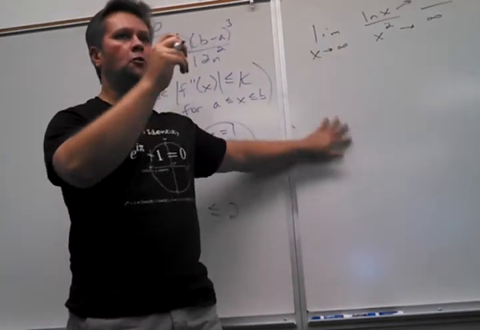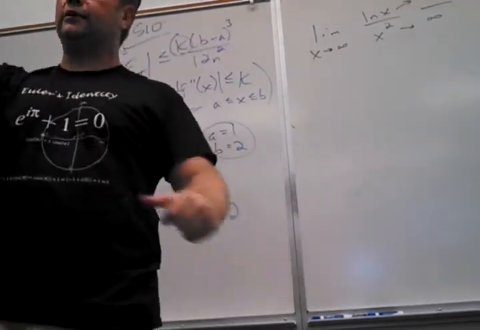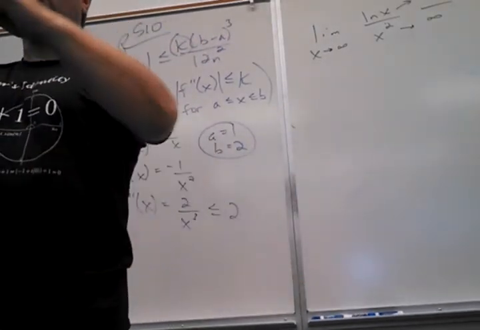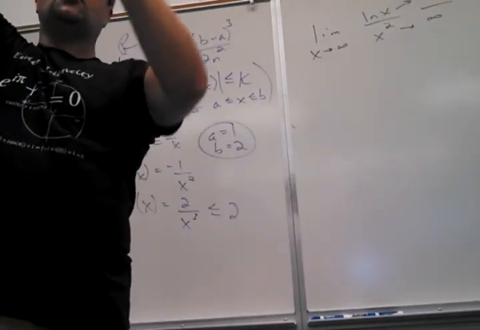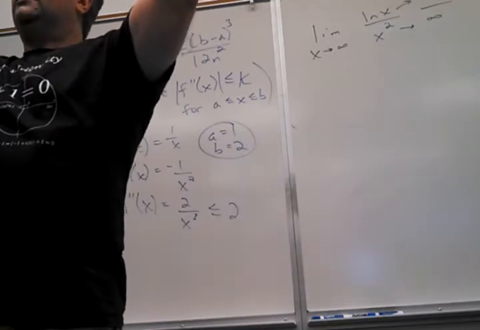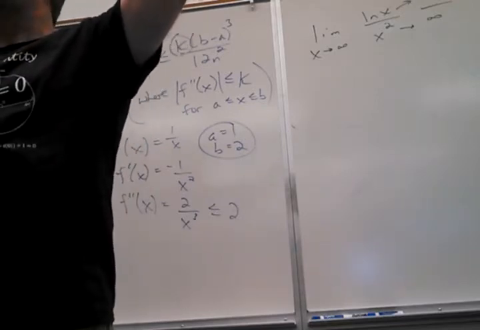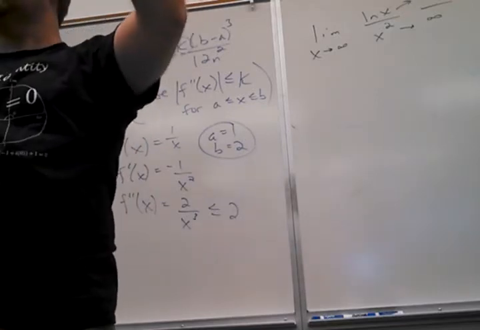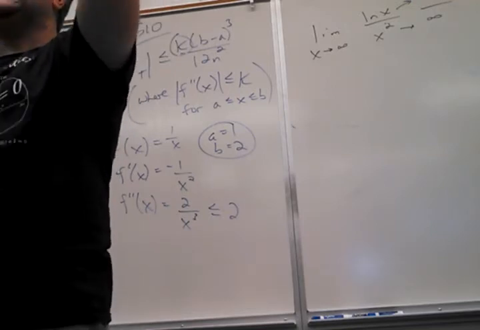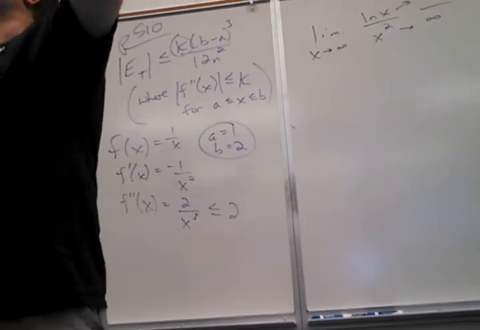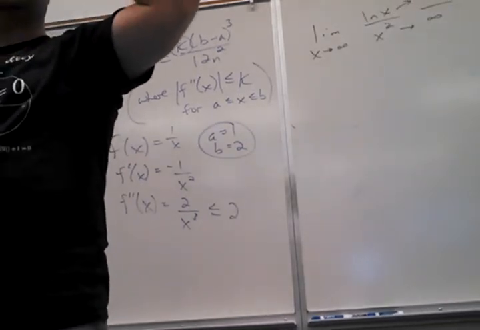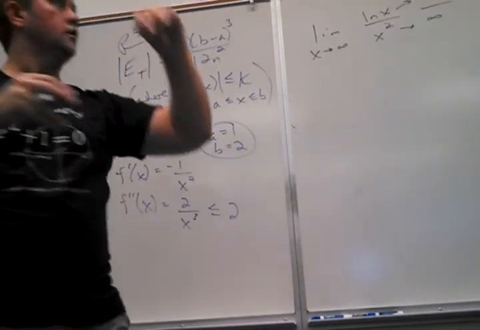L'Hopital's is all about the rate at which these things are going. They're both going to infinity, but if the top is going to infinity quicker, the whole thing goes to infinity. If the bottom is going to infinity quicker, then the whole thing goes to 0. If they're going to infinity at the same rate, they'll come out to be some finite number between 0 and infinity. Kind of nifty.